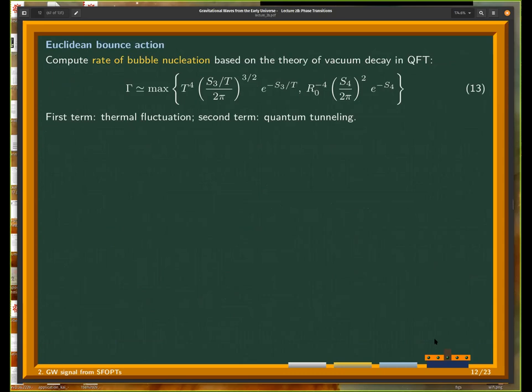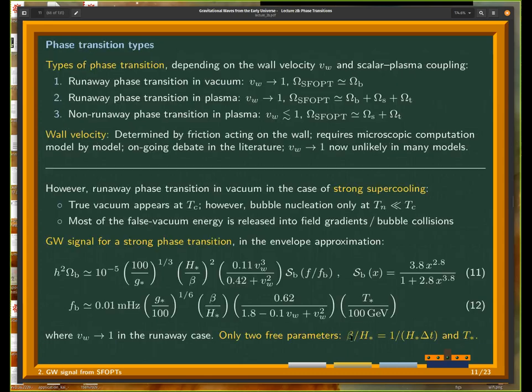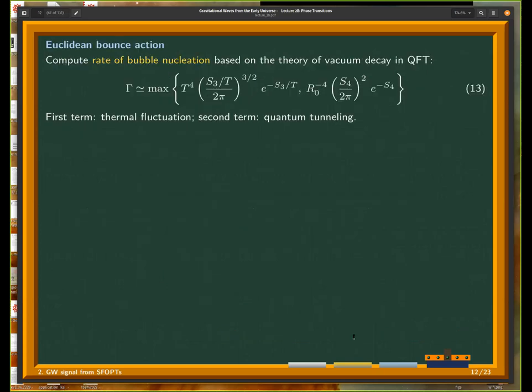All right. So now let's turn to the way in which you can actually calculate these quantities, for instance, the duration of the phase transition, beta over H. And this is determined by the rate of bubble nucleation. That's something that you have to calculate based on the theory of vacuum decay in quantum field theory.